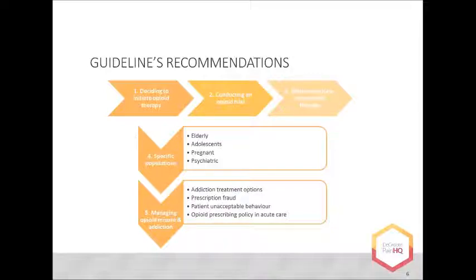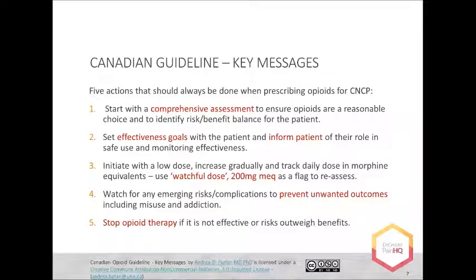And the key messages of the Canadian Opioid Guideline, I summarized in 5 points, and this is a very, very succinct method of remembering what is in the guideline. It basically says that before prescribing opioids for any chronic non-cancer pain, the healthcare professional has to know the patient very well, has to do a comprehensive assessment, and really ensure if opioids is the best option for that patient, especially identifying the risk-benefit ratio.